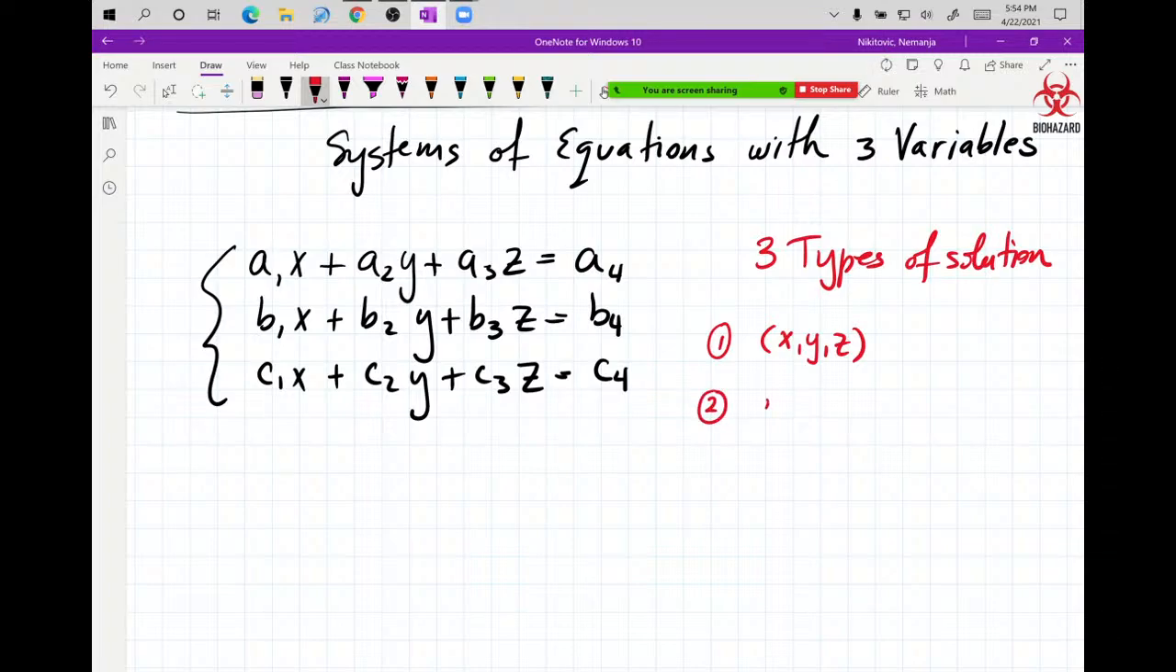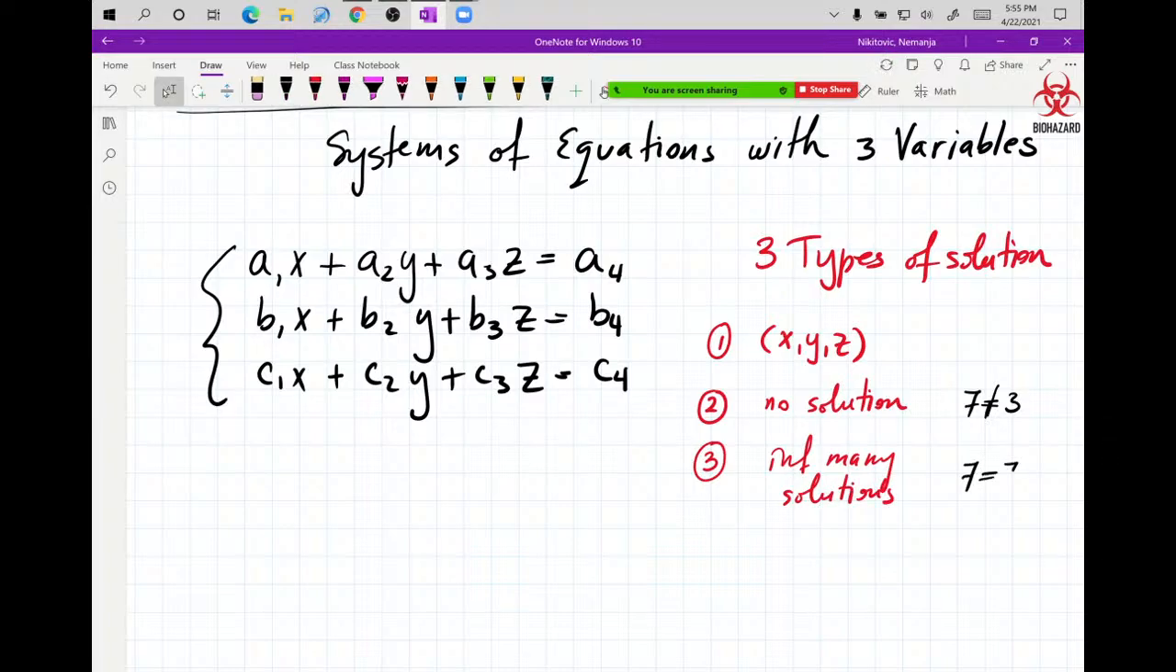Now, you can also have no solution, and that happens when you get some nonsense like 7 equals 3 or something like that, right? You know that 7 is not equal to 3, but the calculation gave you 7 equals 3. So in that case, there is no solution. And the last case, with infinitely many solutions, is when you get a true statement like 7 equals 7. Then you know that there are infinitely many solutions for that particular set.